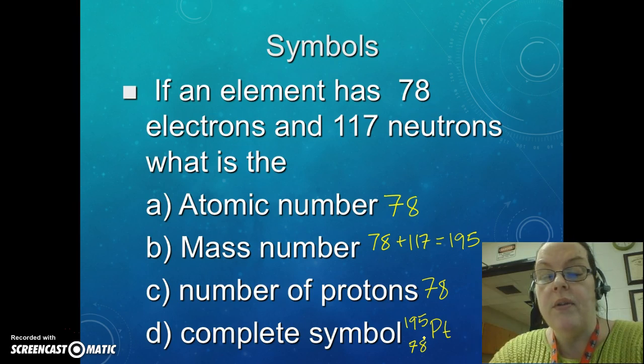So here we go. This is your little journey into determining protons, neutrons, and electrons, also known as the PEN number.